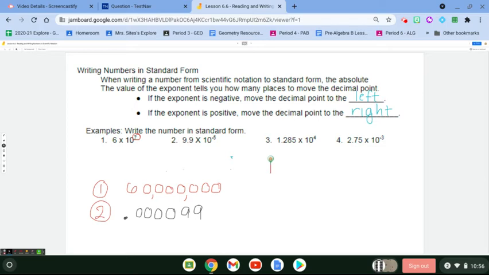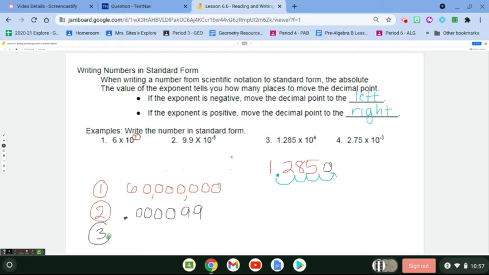So I have 1.285 times 10 to the fourth. I'm moving my decimal point this time to the right because I have a positive exponent. I'm dealing with a large number. So I'm counting 1, 2, 3, 4. I'm going to be filling in one place with a 0.